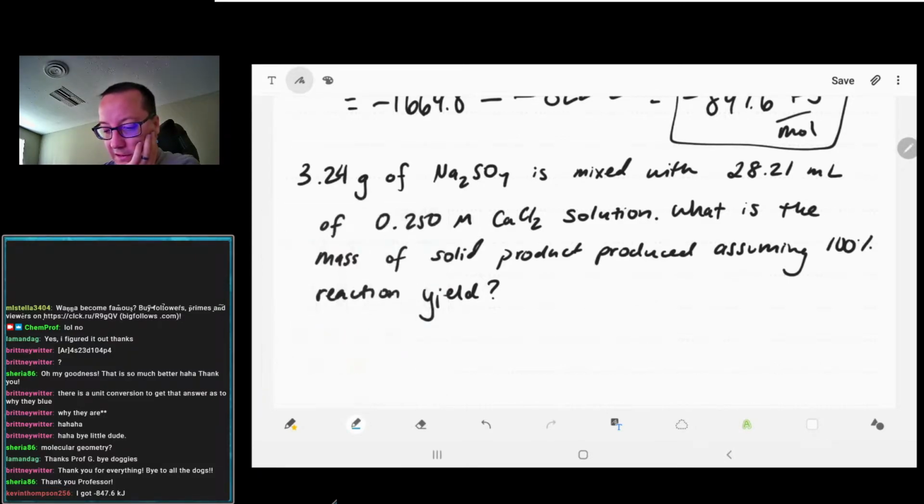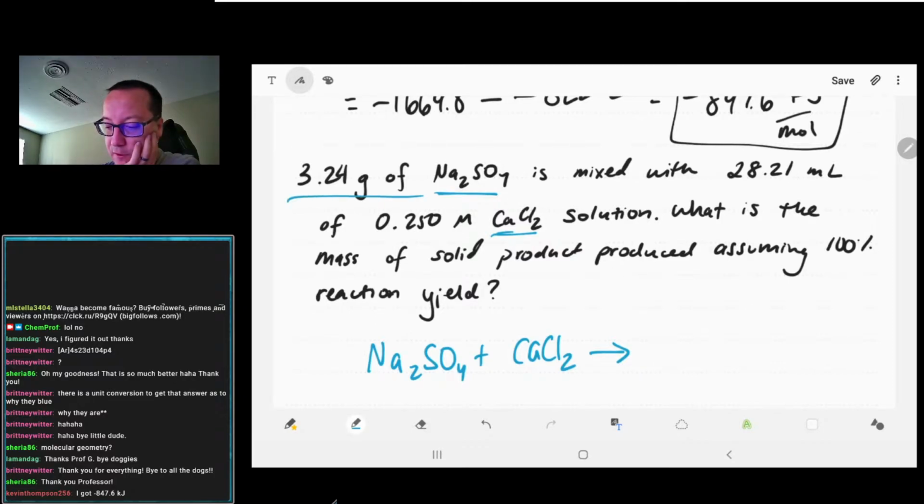Let's take a look at the information we have here. We have our reactants here that we're told, so we should probably come up with a chemical equation for them. We're given a mass of the first one, and then a volume and concentration for the second one. And we are asked what is the mass of the solid product, assuming 100% yield.